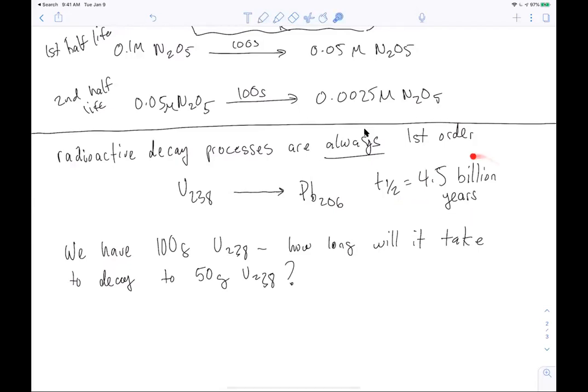The half-life is literally that time. Let's say you find a rock; this is how we know how old the Earth is. You have rocks that started out as pure uranium-238. Looking at them today, because it's been about 4.5 billion years since the planet formed, we find only half of that is left, and the rest has been converted to lead-206. So how long will it take to decay to 50 grams? It's going to take 4.5 billion years.